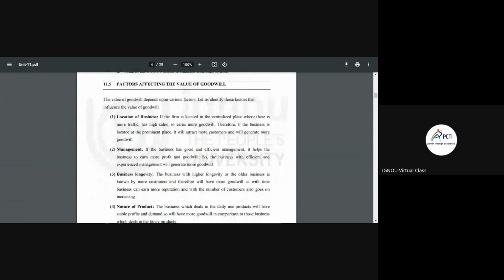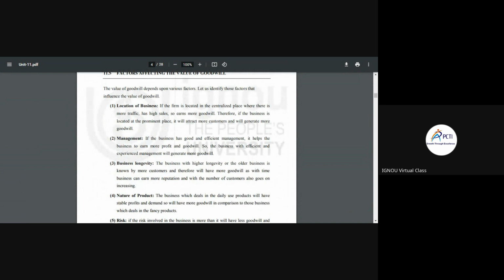Next one is factors affecting the value of goodwill. So the value of goodwill depends upon various factors. First one is location of the business. If the firm is located in the centralized place where there is more traffic, high sales, that particular firm earns more goodwill. So therefore, if the business is located at the prominent place, it will attract more customers and will generate more goodwill. Second one is management.